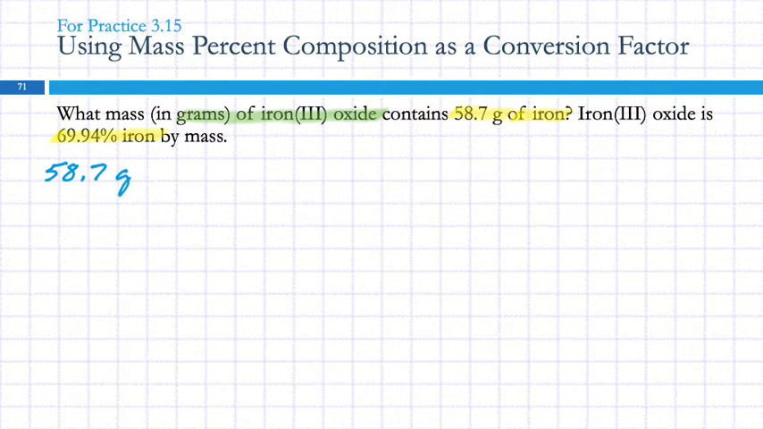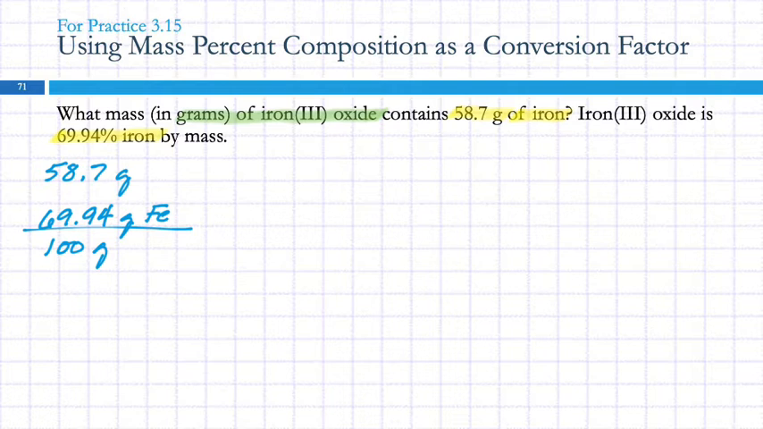So we've got 2 numbers given to us. Let's write them both down. Percent is per 100, so let's write it that way. Grams per 100 grams. Grams of what? So grams of iron, right? Grams of iron per grams of compound.